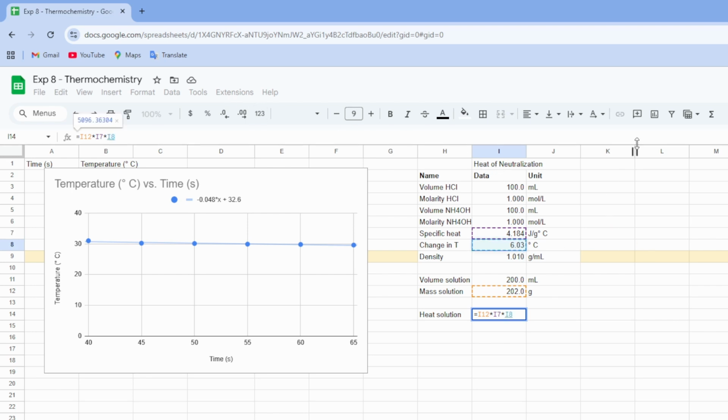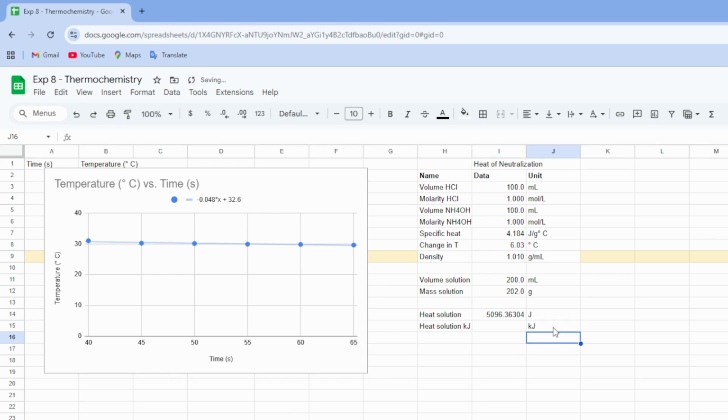So the heat of our solution is 5,096 joules. We have to calculate our final molar enthalpy in kilojoules per mole, so we can use a conversion factor of 1000 to get kilojoules, since there are 1000 joules in 1 kilojoule. And then, because our delta T was 3 sig figs, our answer will then be 5.10 kilojoules.